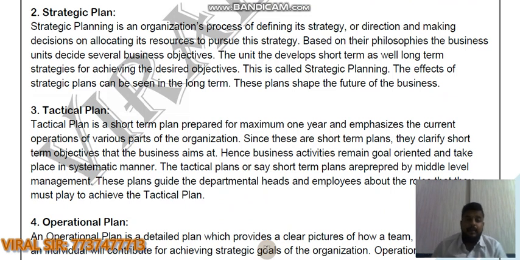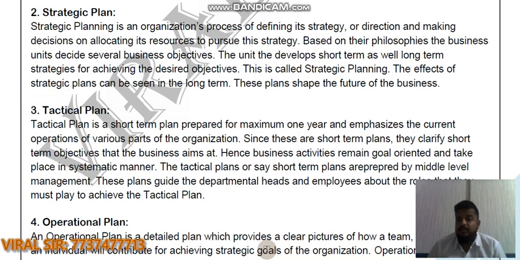Next is strategic plan. This is an important plan. Strategic planning is an organization process of defining its strategy or direction and making decisions on allocating its resources to pursue this strategy. It is different from organization to organization because it defines the strategy of the business, direction, making decisions, and allocating the resources for the strategy. Based on their philosophies, the business unit decides several business objectives. The unit develops short-term as well as long-term strategies for achieving the desired objectives. This is called strategic planning. The effects of strategic plan can be seen in the long term.